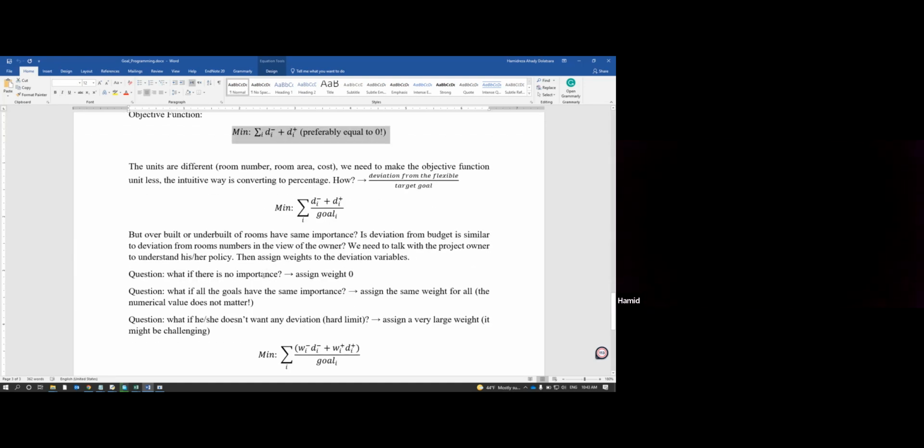Having said that, we can also give different weights to different deviations because of their importance. Sometimes overbuilt is a big deal for you, so you give it a large coefficient. Sometimes underbuilt is maybe not very important, so you give a lower coefficient to your underbuilt deviation.